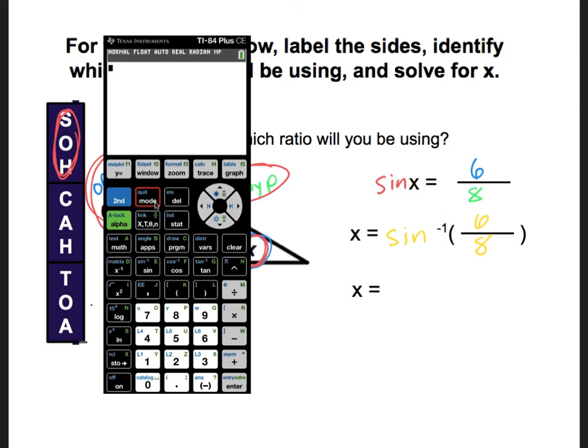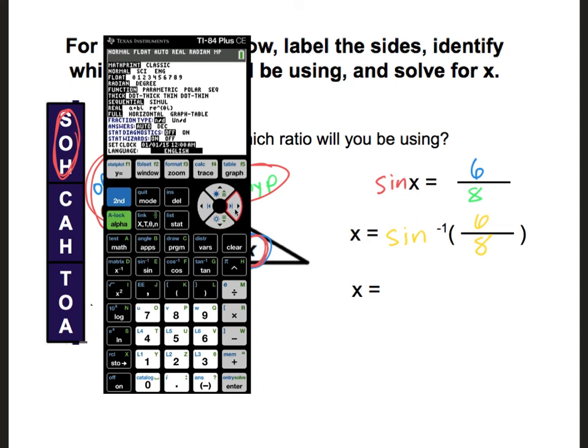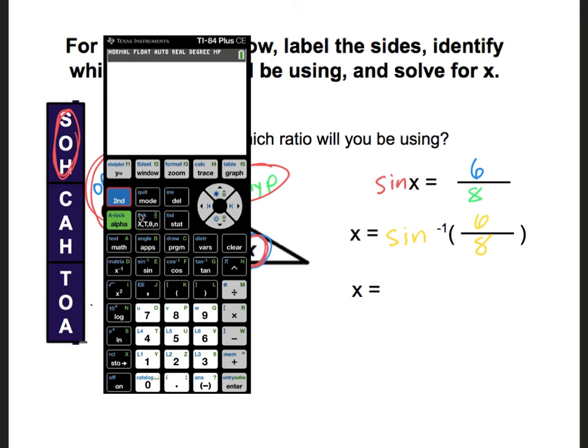All right, I'm going to check my mode again, but yours is probably already set up if you're doing your homework. We're going to do mode, scroll down, make sure it's on degrees, hit enter, and then second quit to get out of that menu. To do the inverse sine, we do second sine, then type in your fraction 6 divided by 8, and hit enter. We get 48.59. We're rounding to 1 decimal. The 9 tells me I round up, so we'll do 48.6. You could add the degrees if you want, but that is your final answer.